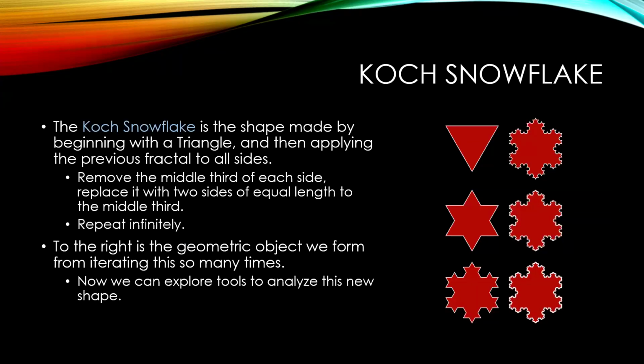Now, the Koch snowflake is applying this exact fractal to a triangle. And so if we take the three sides of a triangle and on each side, we do this process of removing the middle third and stretching it into an equilateral triangle, and we just do it over and over again, we get this geometric object. And so to the right is the geometric object we formed from iterating it once, twice, three, four, five times. Imagine we did it infinitely. It would look more or less like this, just with a little bit finer detail. But this is the Koch snowflake.